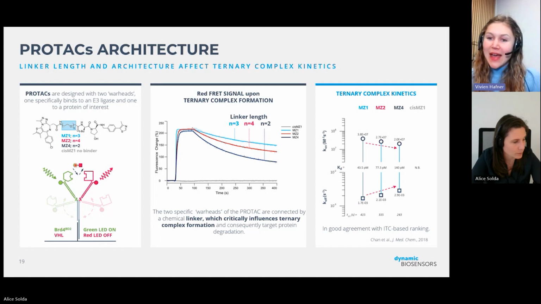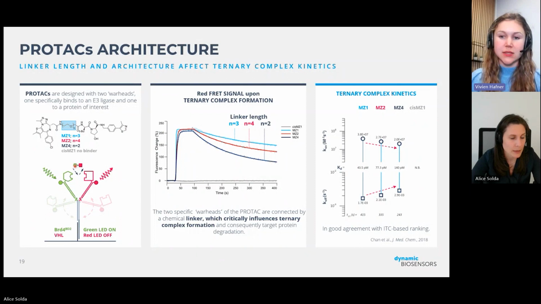So the next question is how we label the 2 proteins with fluorescent dyes and how we can be sure that this will not disrupt the ternary complex.